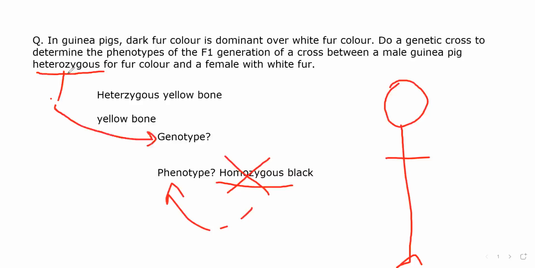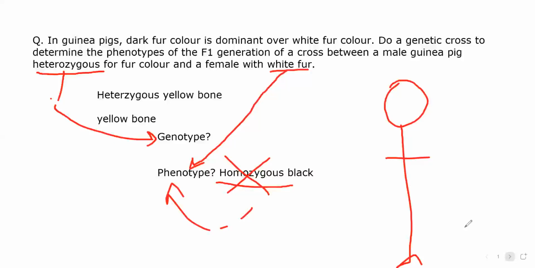For fur color, and a female with white fur. Now, with this female here, I don't see anything like heterozygous or homozygous. I see straight they're talking about a color, white fur. Since there's no hetero, since there's no homo, I know clearly now that here they're talking about the phenotype. So, back to my genetic cross. For the male, they talked about the genotype. For the female, they talked about the phenotype only.